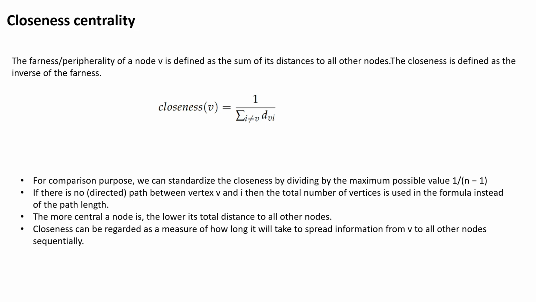And the next thing is that closeness can be regarded as a measure of how long it takes to spread information from V to other nodes sequentially. If you study biochemical networks and metabolic networks, there is something called flux in the network. You measure how much of a metabolite or how much of a reaction is getting passed on to the next node. We define that as flux, and closeness is a very important property that determines how much flux is getting transferred from one node to another. So it is an important centrality measure. It doesn't look important, but it is.